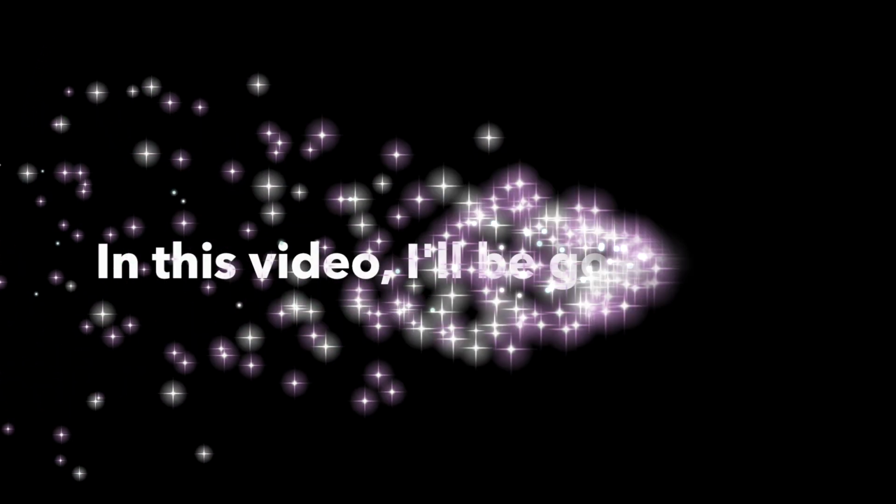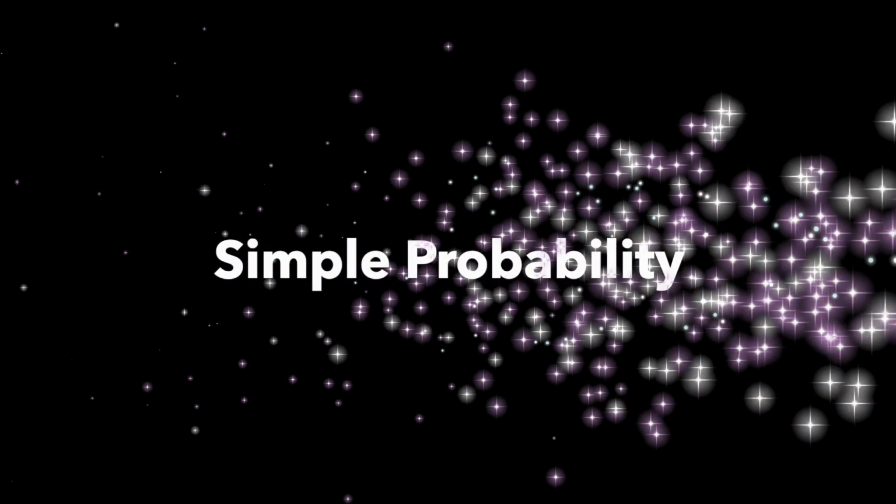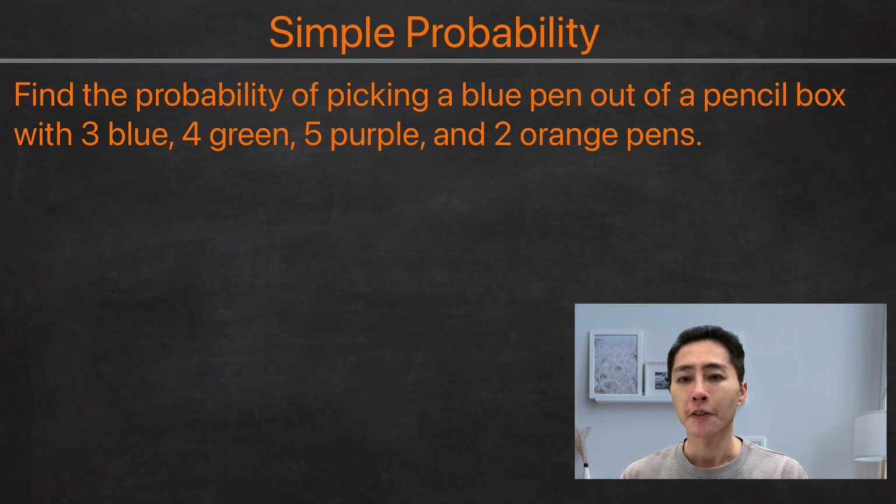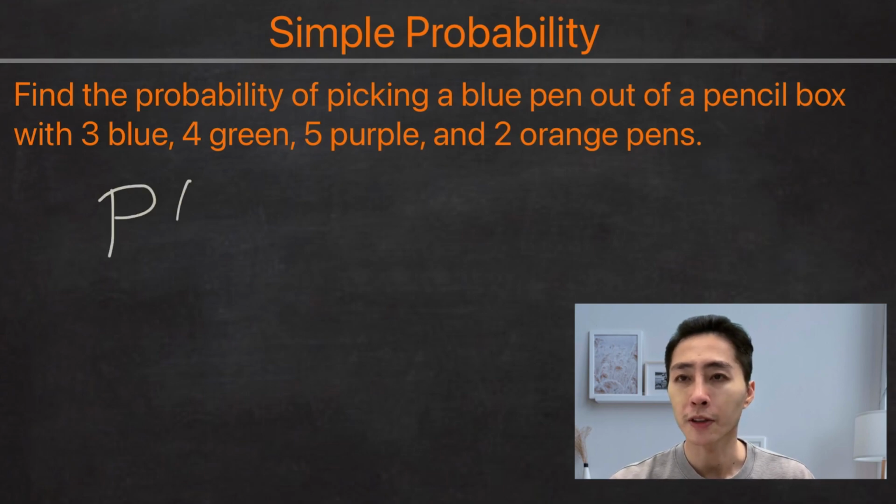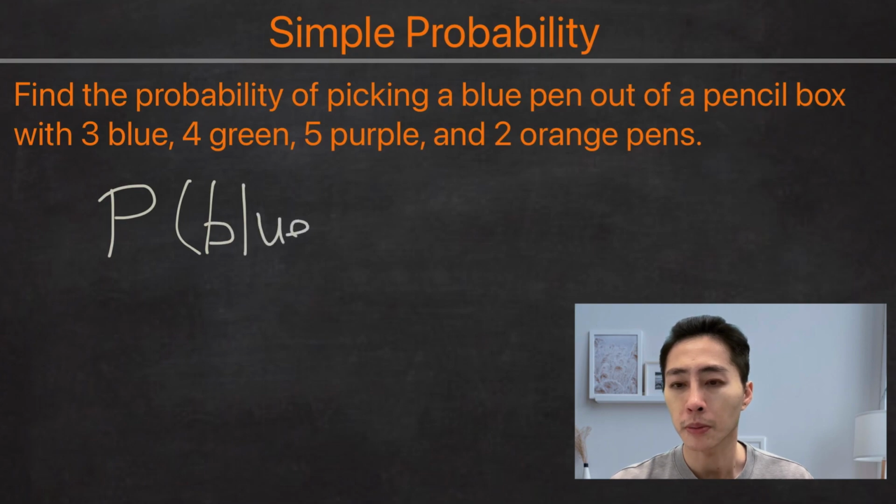In this video, I'll be going over simple probability. Here's an example. Find the probability of picking a blue pen out of a pencil box with 3 blue, 4 green, 5 purple, and 2 orange pens. We use the character P for probability. And in here, what we're trying to find out is the probability of picking a blue pen. So this will be blue pen.